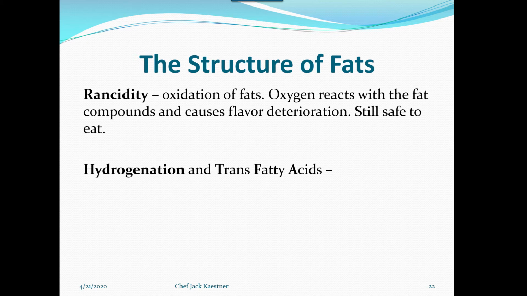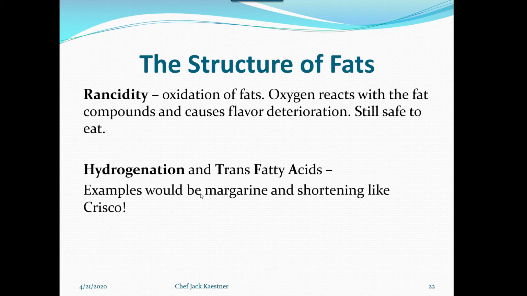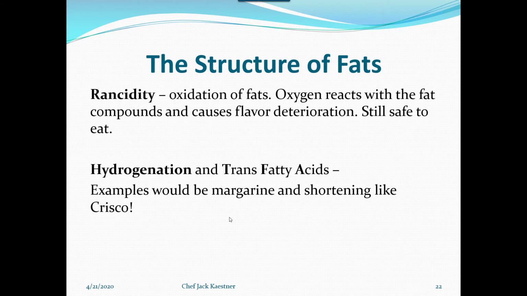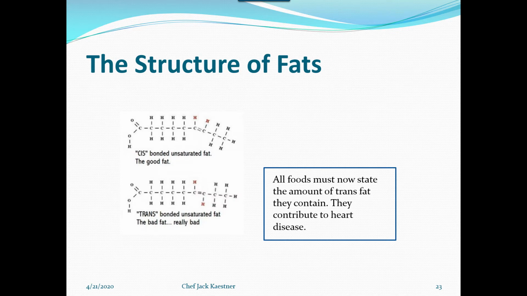Hydrogenation and trans fatty acids. Some examples are margarine and shortening. So basically they took a vegetable oil, added hydrogen to it, and so it mimicked butter in margarine's case, or shortening mimics lard. But in doing so, they created some unnatural compounds. So what exactly does trans fatty acid mean? Well, let's take a look.